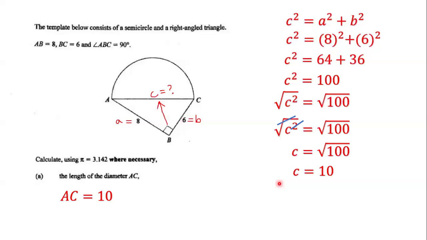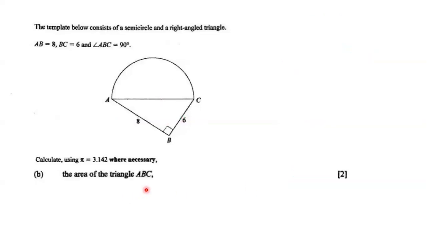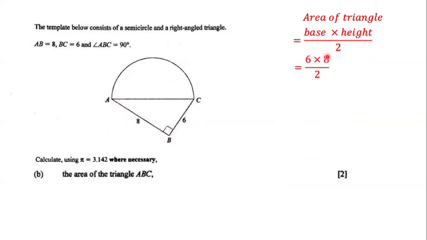Okay, so AC is 10. Next we have the area of the triangle ABC. They want us to determine the area of this triangle. Now, what is the area formula? The area of a triangle is equal to the base multiplied by the height divided by 2. In this case, the base is 6 and the height is 8. So 6 multiplied by 8 all over 2. What is 6 multiplied by 8? That's 48. If we divide it by 2, 48 divided by 2 is definitely 24. And so the area of this triangle is 24 units squared.